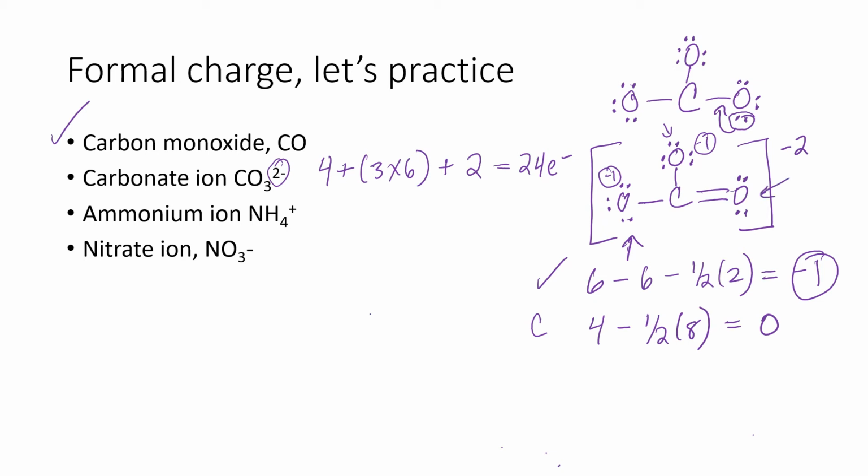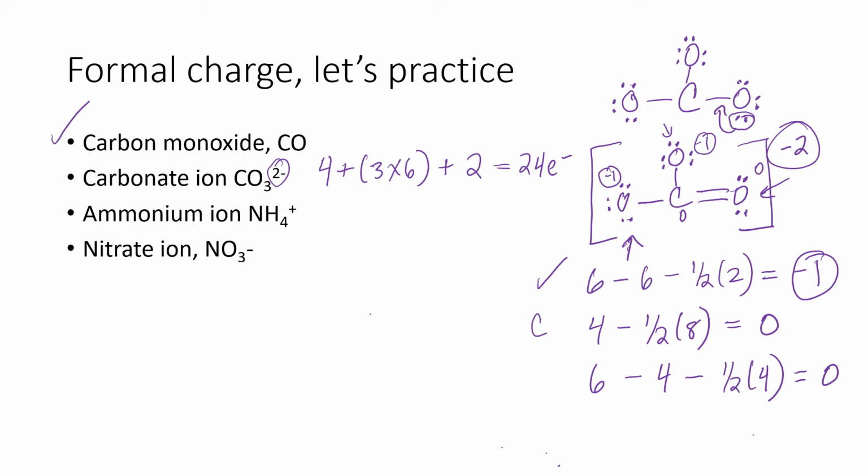Well, let's do it again. 6 minus, now there's only 2 lone pairs on this oxygen, so that's 4 electrons, minus 1/2 these electrons in the 2 bonds. That's 1/2 of 4. So we have 6 minus 4 minus 2 equals 0. So 0 formal charge on this carbon, 0 formal charge on this oxygen. Guess what? The 2 -1s on these 2 oxygens here do in fact add up to this overall charge of -2.